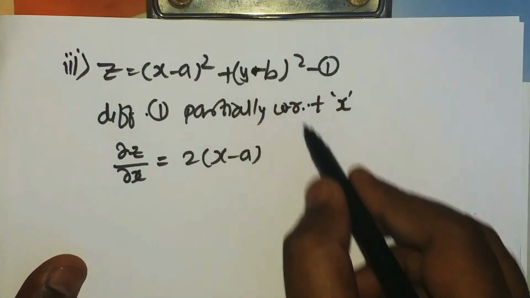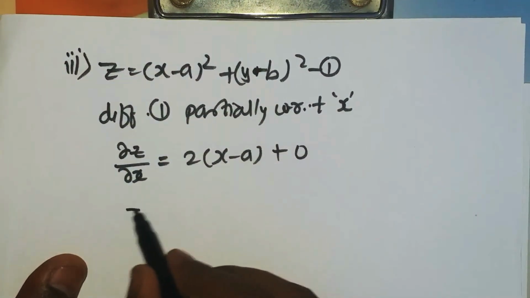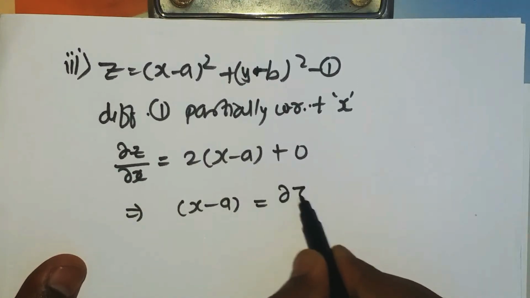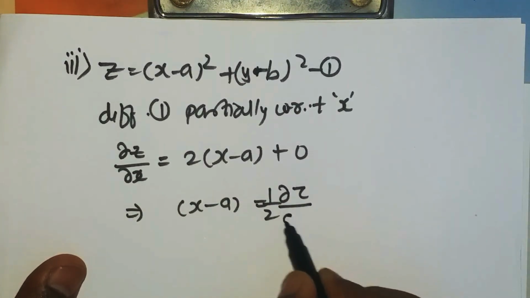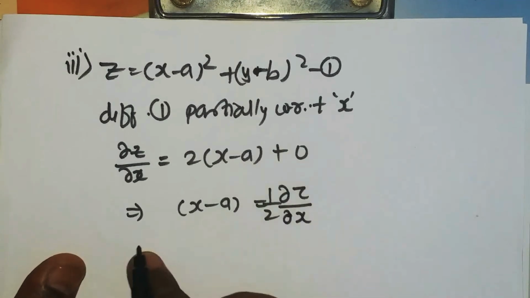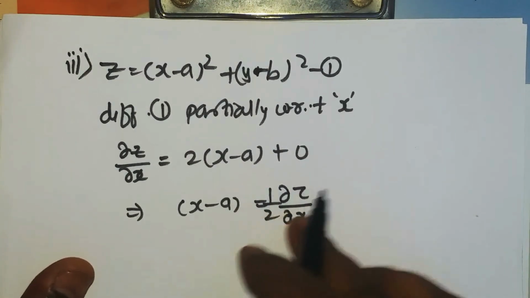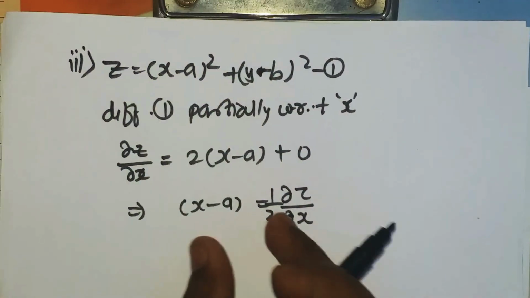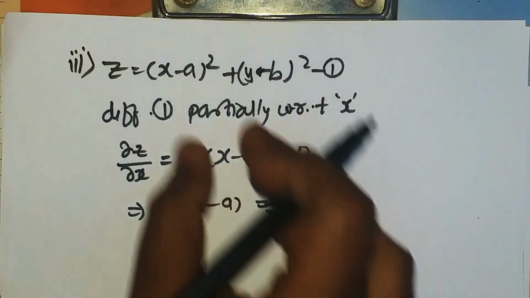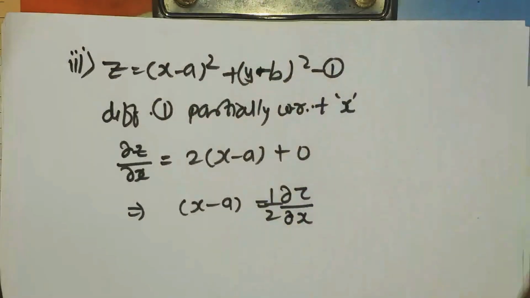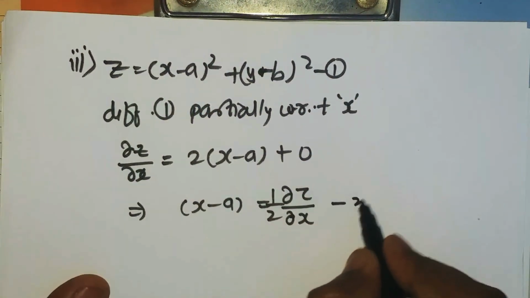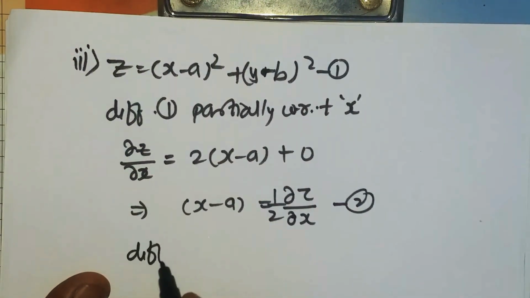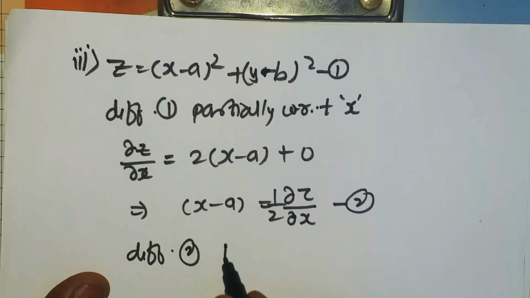The other term doesn't contain any x, so its derivative will be 0. So this will give us the value of x minus a as 1 by 2 times del z by del x. Now there is no need of solving this for a because we already have the bracket x minus a. If we replace this value of x minus a here directly, then a will get removed from the equation. So this can be used directly for putting in equation 1.